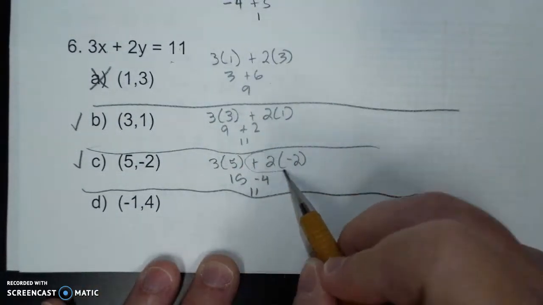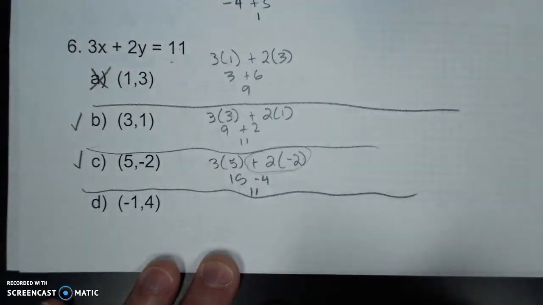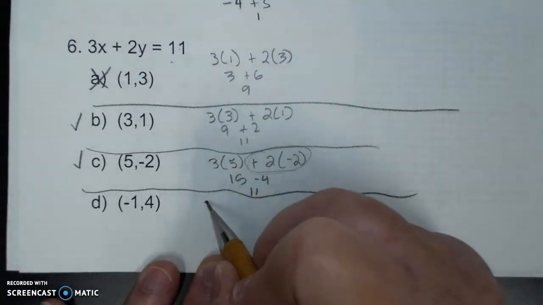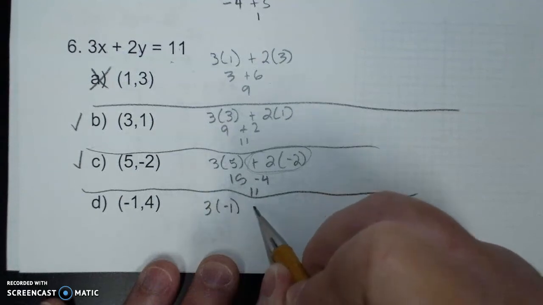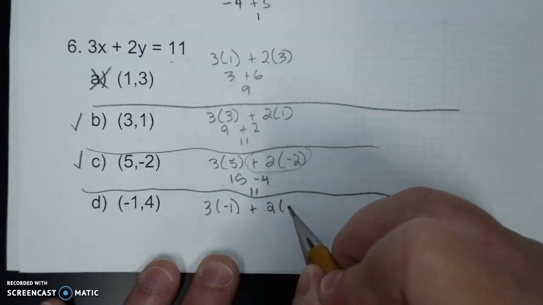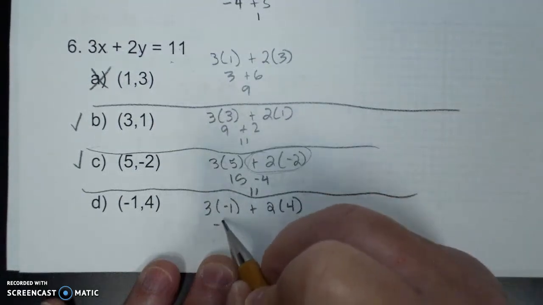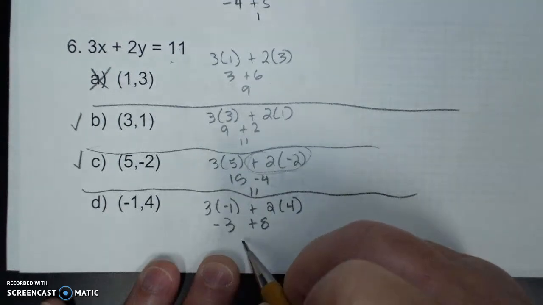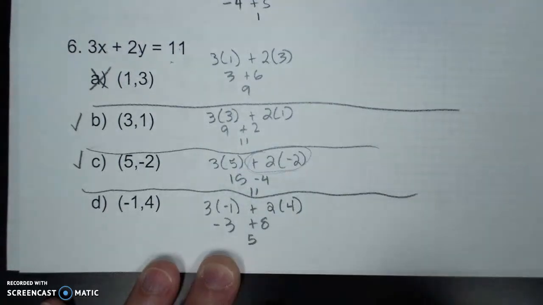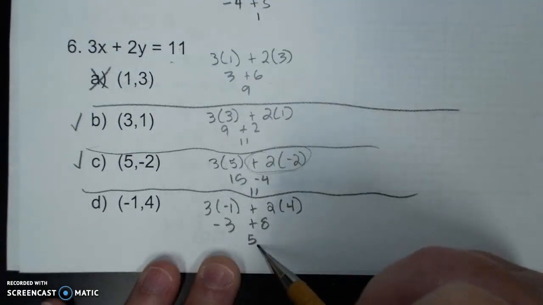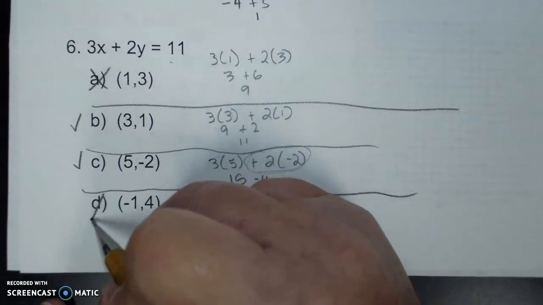And when I'm looking at this, I look at it as this clump. And then I do 3 times -1 plus 2 times 4. -3 plus 8 is 5. And that does not work.